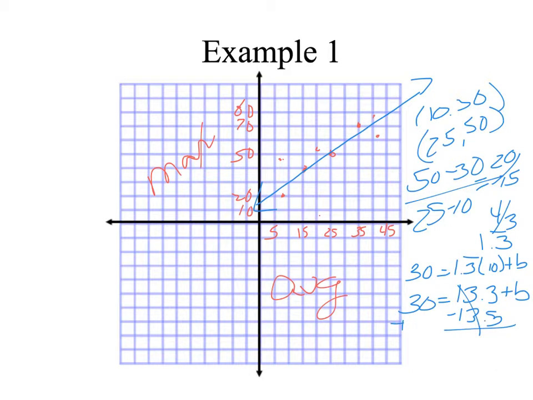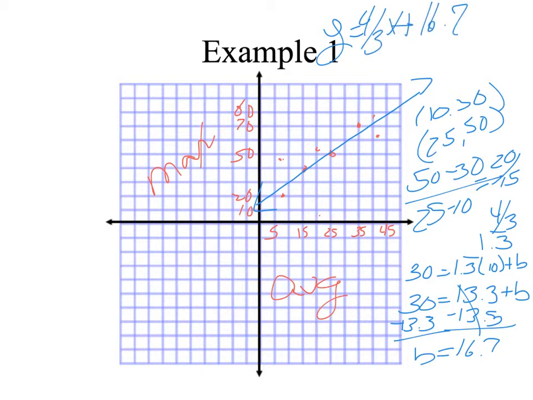So subtract 13.3 from each side. And b is going to equal 16.7. So y equals 4/3 x plus 16.7.